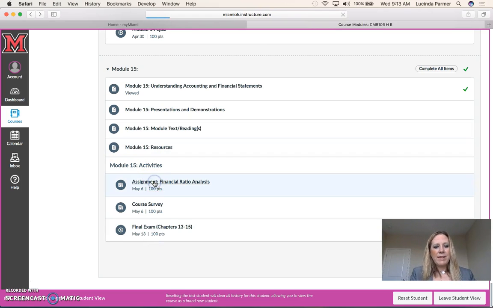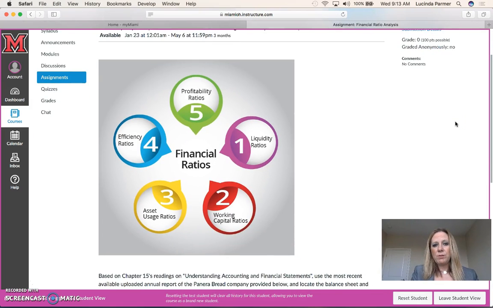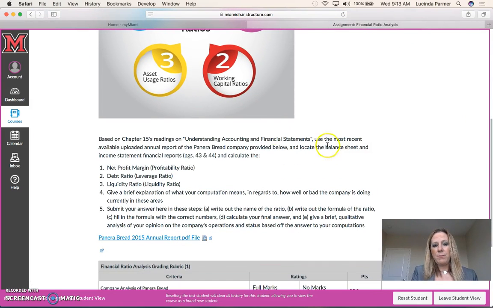But let's look here, financial ratio analysis. You're going to be using the Panera Bread Company annual report, and their 2015 is their most recent one they have out. They have to wait until the whole year finishes, and they haven't uploaded 2016 yet. But you're going to be calculating their net profit margin, their debt ratio, their liquidity ratio, and give a brief explanation of what the computation means on how well or badly you think the company is doing.